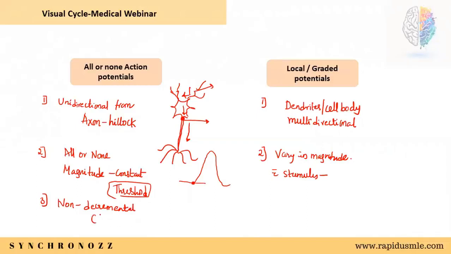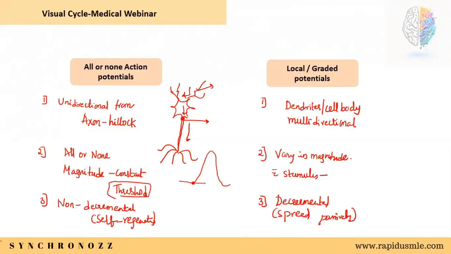Action potentials are non-decremental. That is, they're self-regenerating. Whereas local or graded potentials are decremental. They decrease and they spread passively. There is no active spread. They cannot self-regenerate. You have to provide the stimulus again.